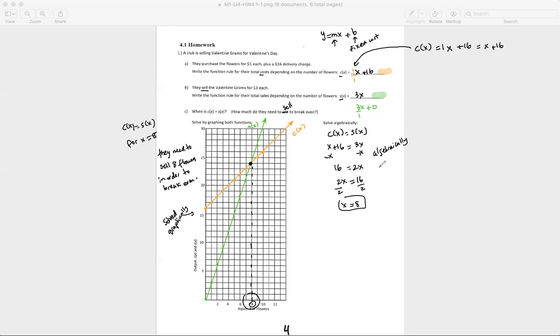So that's the difference between solving graphically, which means graph both lines and see where they meet, versus solve algebraically, which means set the equations equal to each other and find the value of x that makes that true, makes them equal to each other, right?